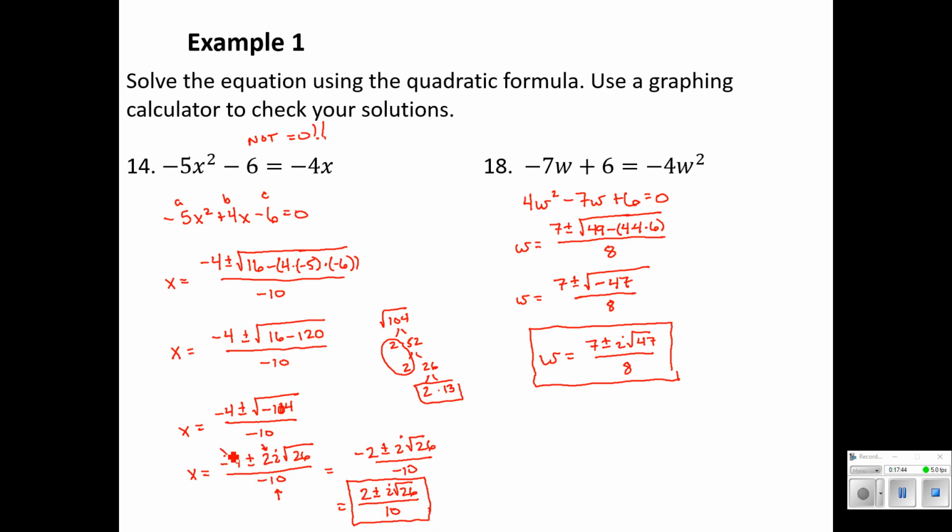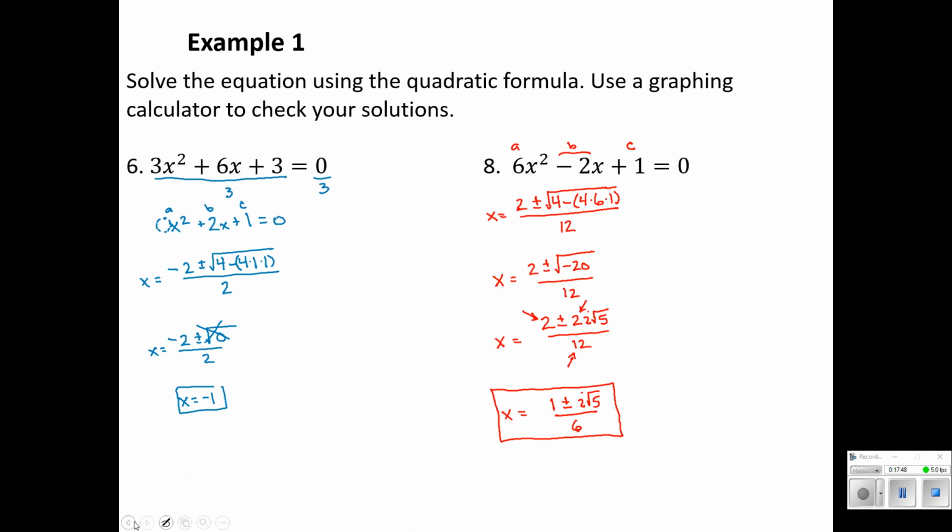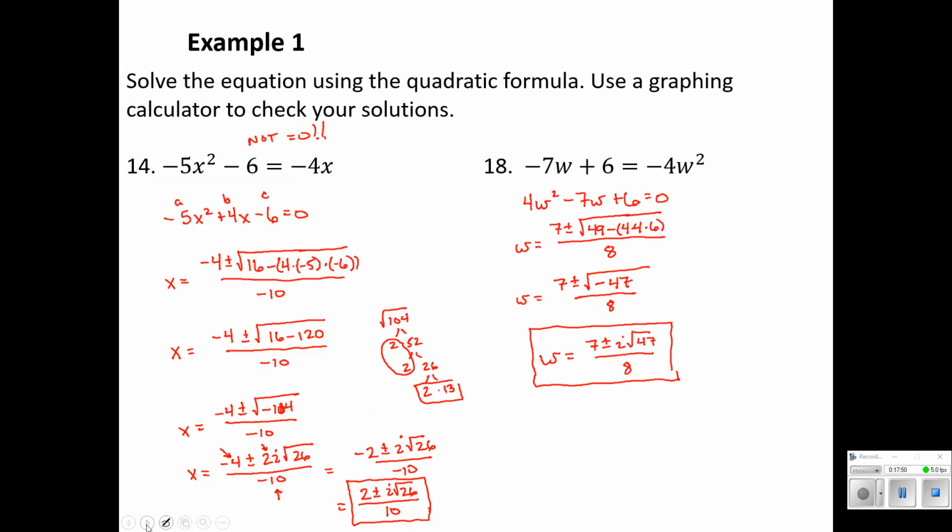Now, if we were to graph either 14, 18, or our previous example, number 8, we would see parabolas that do not cross the x-axis. That's what would show us that they have imaginary solutions.